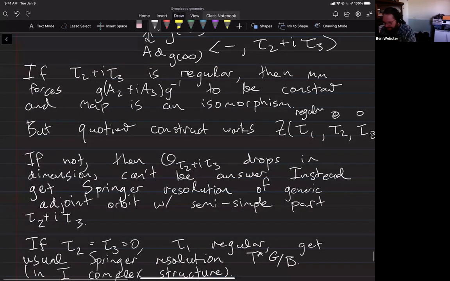And of course, it can't be this adjoint orbit of tau two plus I tau three, because that would have the wrong dimension. It's too small. So that's not the answer. Instead, what you get is you look at all of the elements of the Lie algebra whose semi-simple part is this tau two plus I tau three. And you look at a generic adjoint orbit. So if it's possible to have these and have something non-semi-simple attached to them, you take the generic orbit in there. The closure of that is singular, but you get a Springer resolution of it.